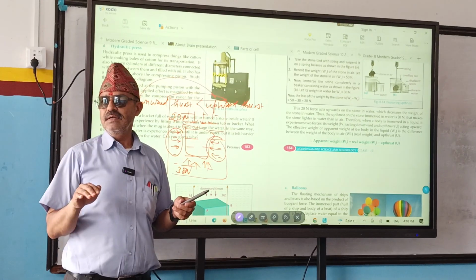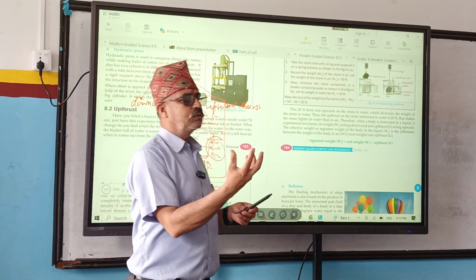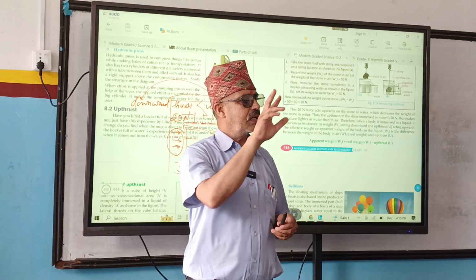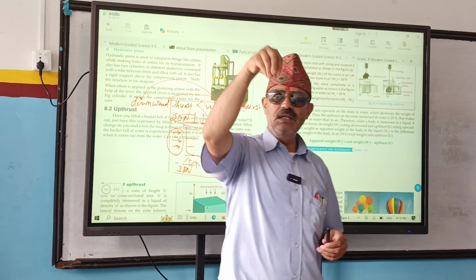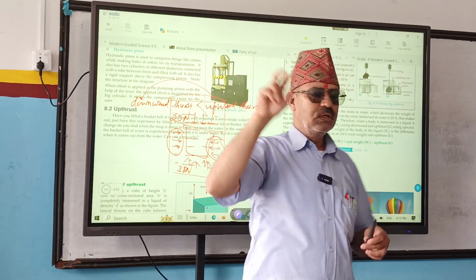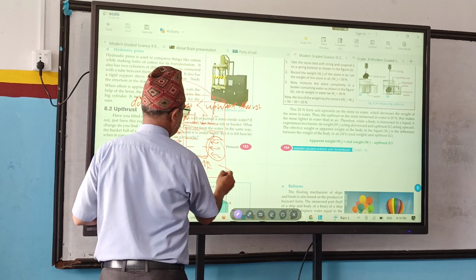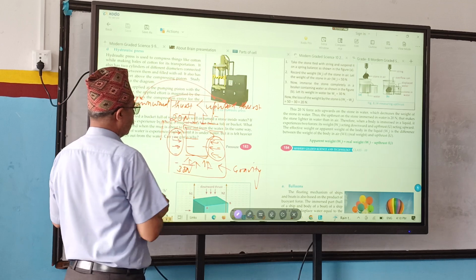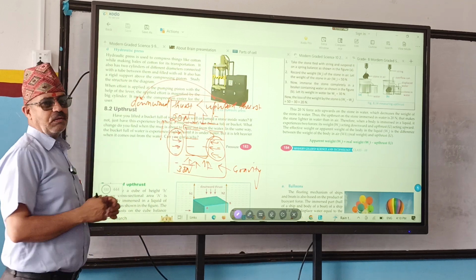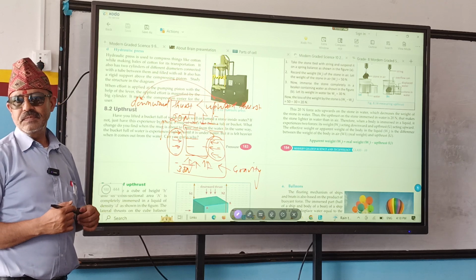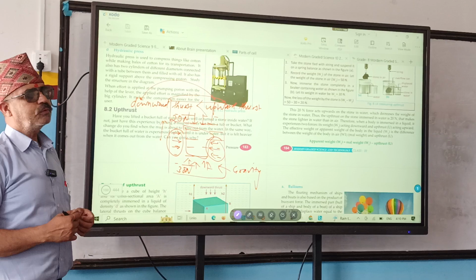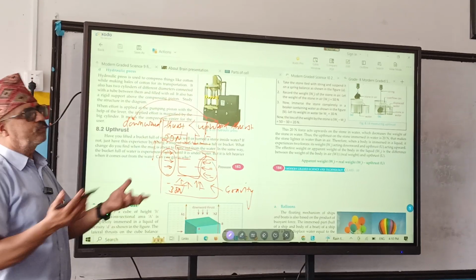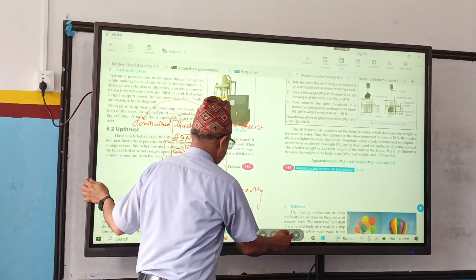When an object is immersed in liquid, the liquid applies a force on that object in the upward direction. That force is called upthrust. Last time I told you, when any object is immersed in liquid, two types of forces act on it, right? One is the downward force, what is it called? Gravity. The upward force, what is it called? Upthrust. Then what is the SI unit of upthrust? Upthrust is a force. In which unit is it measured? Newton. Since it is a force, it is expressed in Newton. You have to remember this, right?